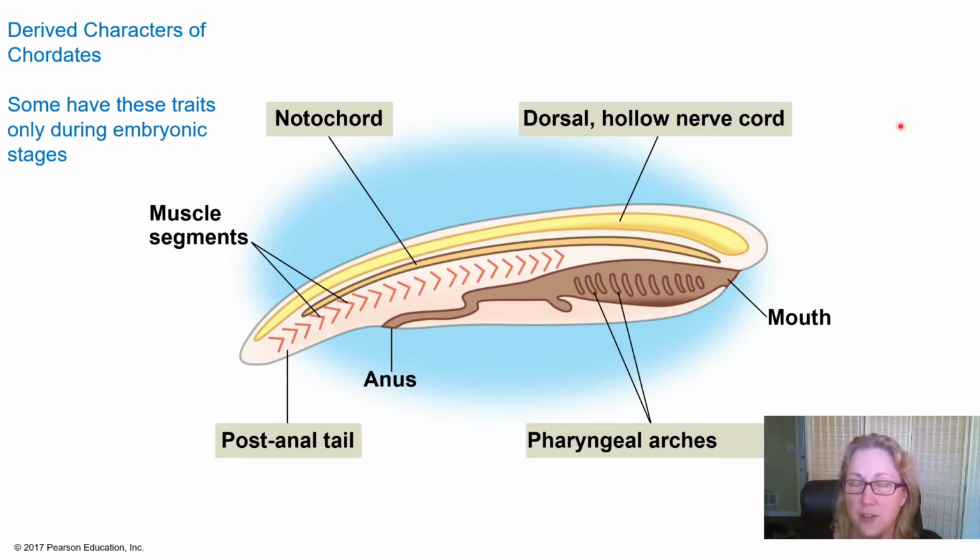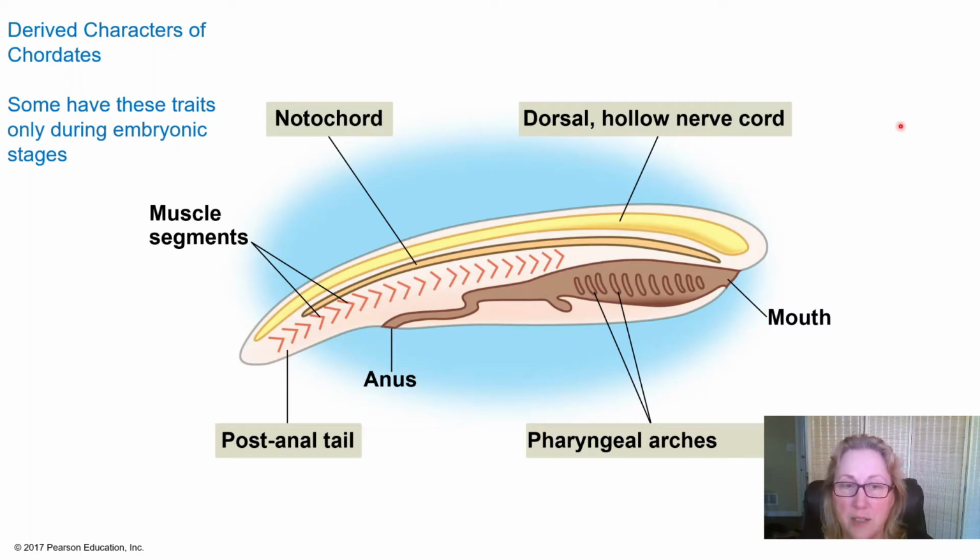So the derived characters of chordates that are not shared with other phyla are having a notochord, that's what the group is named for, and having a dorsal hollow nerve cord. For other groups that have a nerve cord, it tends to be on the ventral side, like for arthropods. The nerve cord is on the ventral side or the belly side. In chordates, it's on the dorsal side or the back. There are muscle segments as well, which indicates that chordates are a segmented organism.